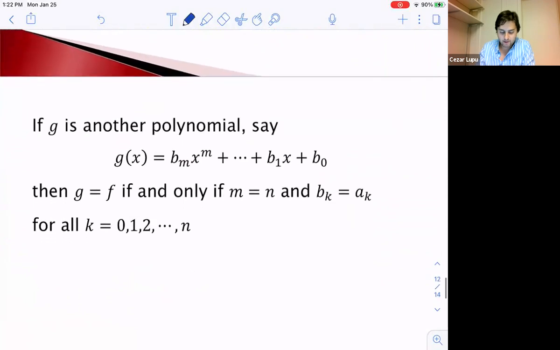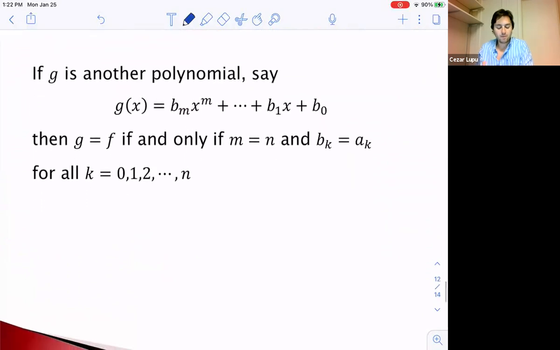Now, we would like to see what happens if g is another polynomial. You see, this time g is of degree m. So let me mention here, deg g is m. What do we mean by two polynomials being equal? We say that g equals f if and only if their degree is the same and, moreover, their corresponding coefficients are the same. So that's what it means for f to equal g.